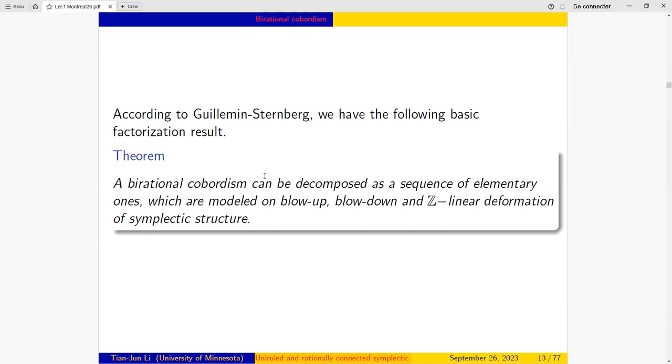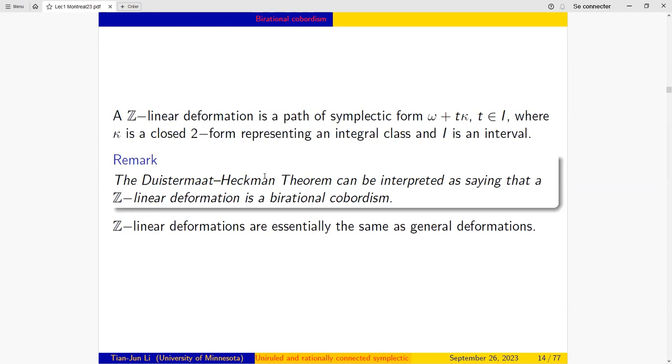Okay, yes. This is just you deform in the integral class, right? You deform the class of the symplectic form. So this is what I'm going from one integral class to another. The deformation is in the integral class, but the two forms are not necessarily the same. It's just omega plus t kappa, where kappa is a closed form.